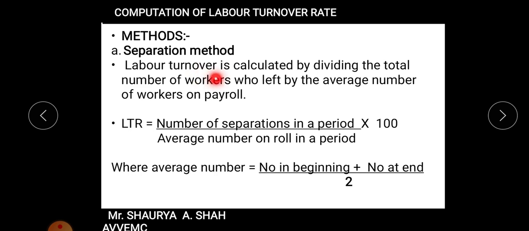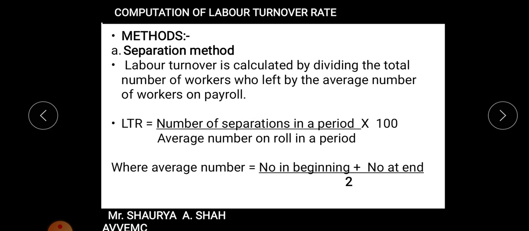So labor turnover is calculated by dividing the total number of workers who left by the average number of workers on payroll, right? Payroll means the register of the workers. In short, payroll means your total number of workers who are registered in your business book during a period of years, right? In the previous example, we saw 1500. So that was on your payroll. I hope it is clear.